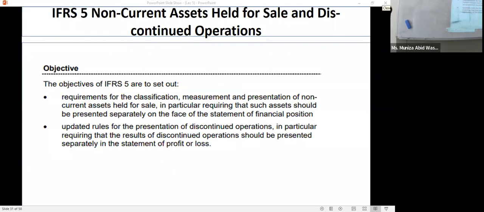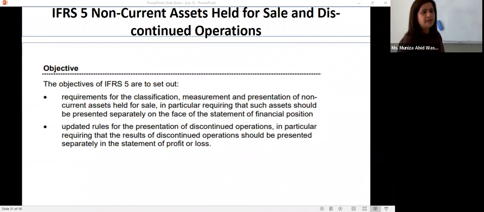What is the objective of IFRS 5? Students, generally the objective of IFRS 5 is to show the non-current assets held for sale separately. Why? Because they are no more giving us any economic benefit. So this is the first objective of IFRS 5. The second objective is for the discontinued operations. Those operations which have been discontinued are no longer going to give us profit or loss. So we have to show their performance as a separate line item in our SOPL.